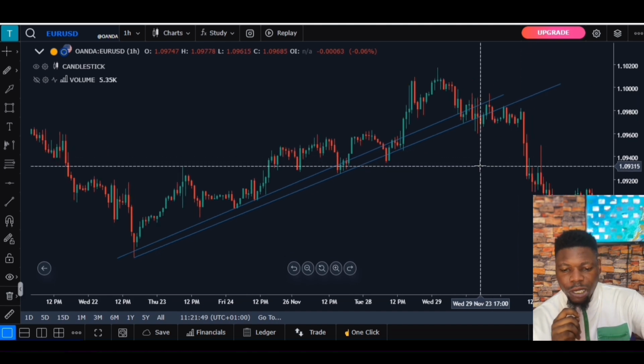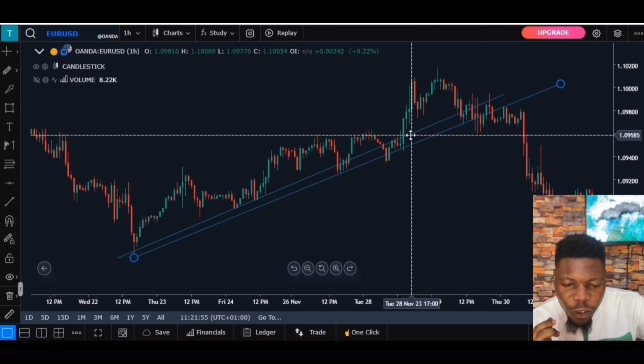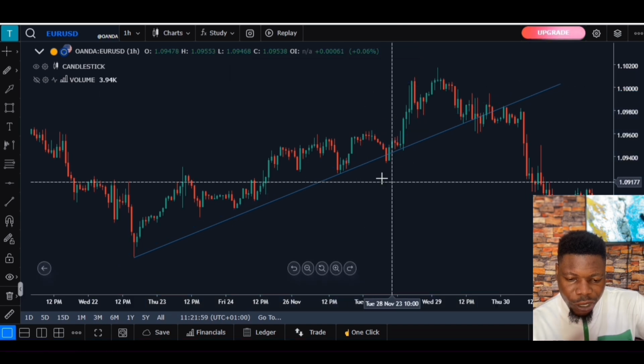So what we need to do now, when you want to trade the breakout in my own way, is cover all. Let me show you. Let's delete this because this is not valid again, because we can see.